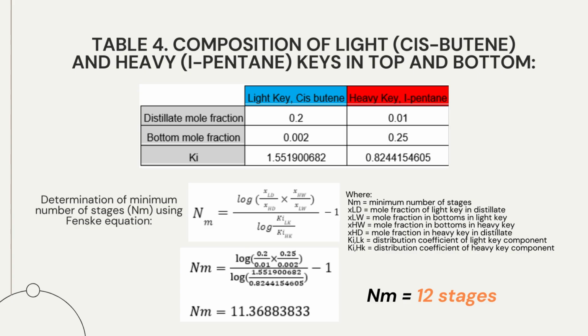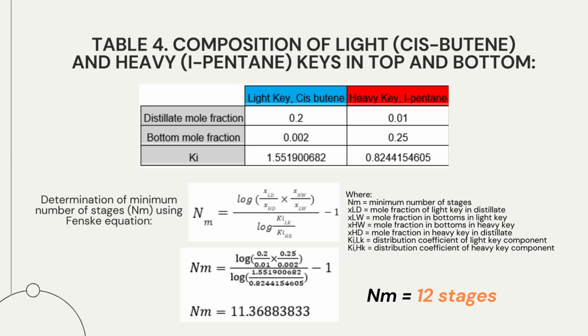XHW is the mole fraction of the heavy key in the bottom, 0.25. XLW is the mole fraction of the light key in the bottom, 0.002. KLK is the distribution coefficient of the light key, 1.5519000682, and KHK is the distribution coefficient of the heavy key, 0.8244154605, and this can be seen in Table 4.